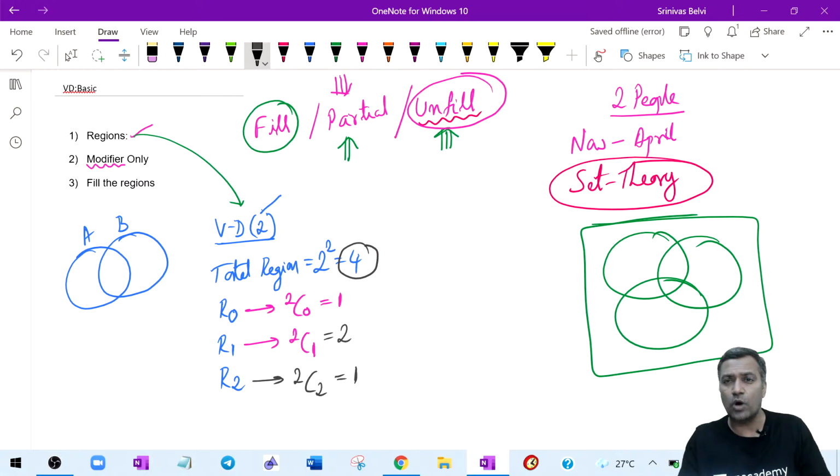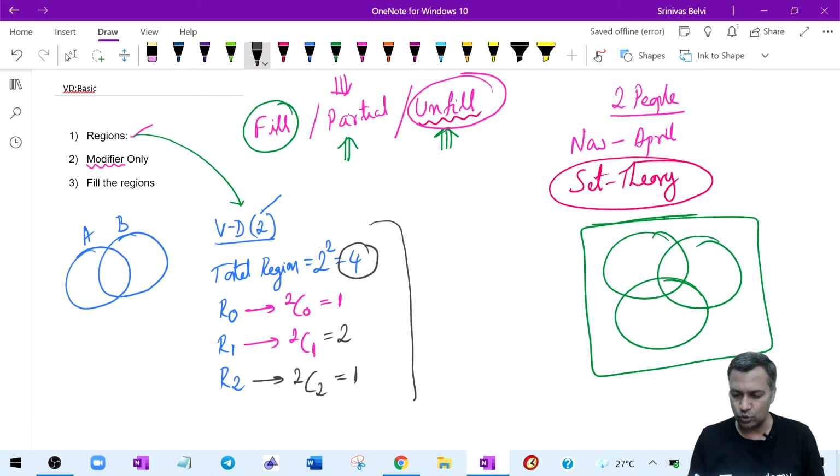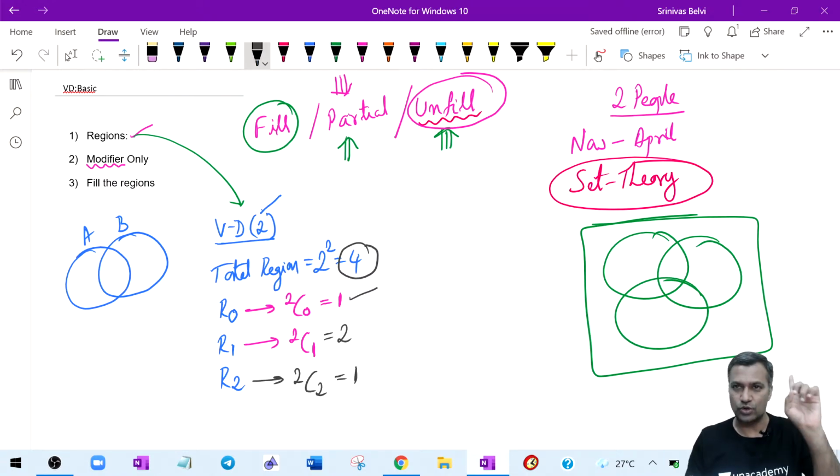Now what diagram do you want to draw? Your choice. You want to draw a triangle for this, you want to draw a circle for this, you want to draw a rhombus for this, draw whatever you want. These are the rules of the game. I want 4 regions, out of which one region should cater to none, two regions should cater to one, and one region should cater to both.